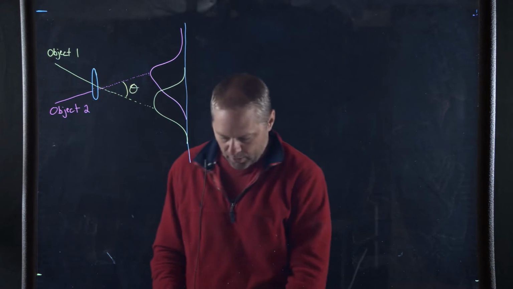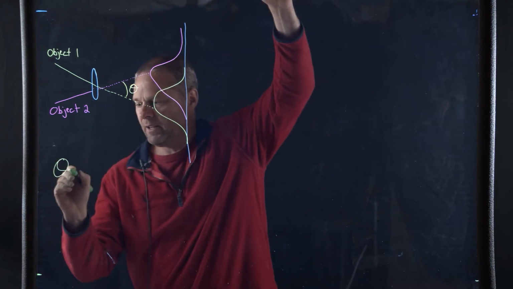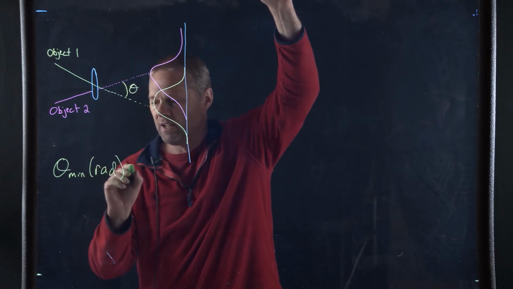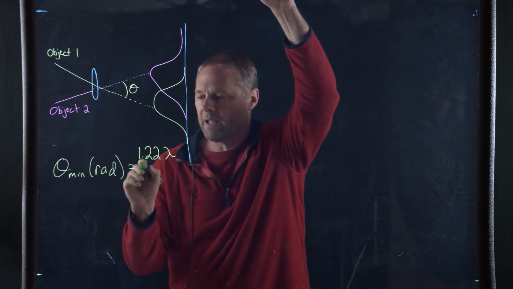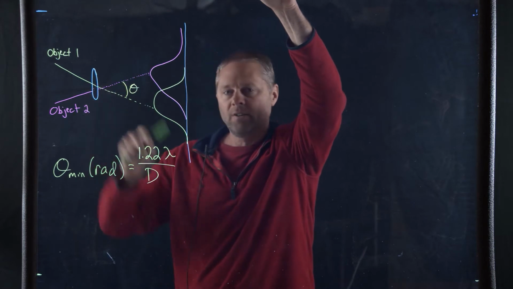Now the equation that we will use for this is theta min, which is going to be in radians, equal to 1.22 lambda divided by the diameter of the aperture.